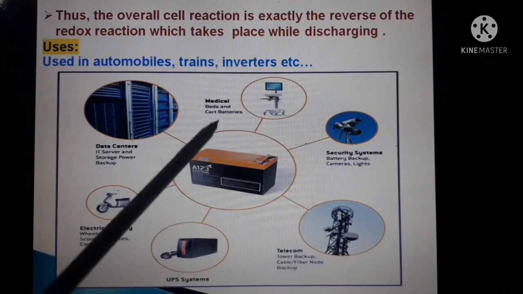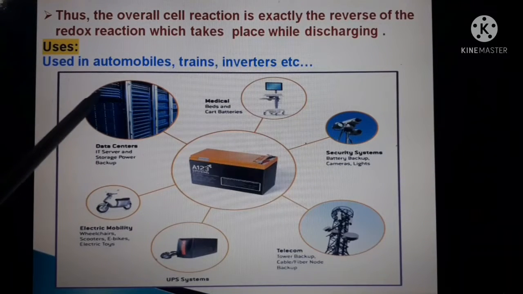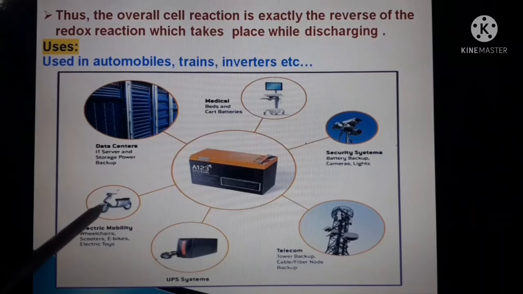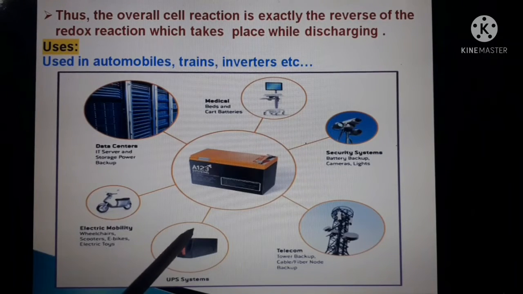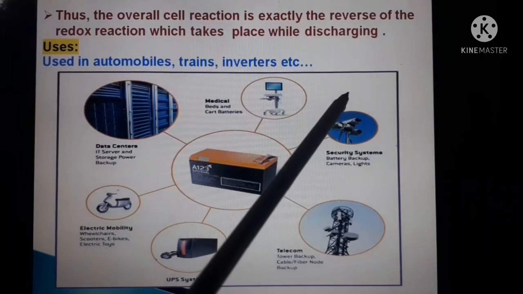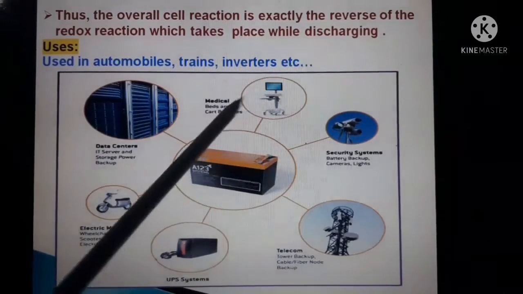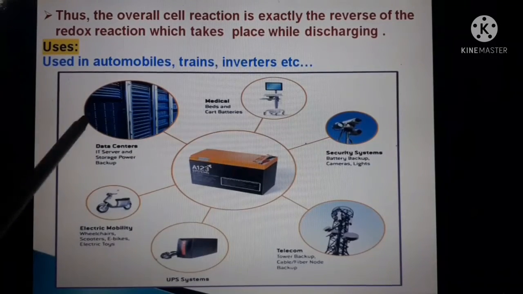Inverters are used in the medical field also, data centers also, vehicles also, UPS systems, and then telecommunication and security systems. So many uses are there in the charging and recharging process.